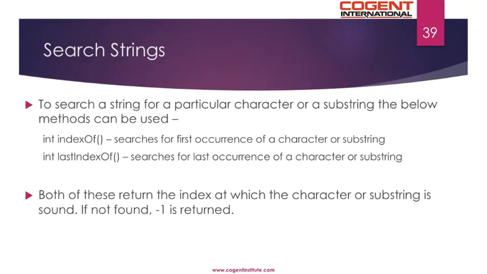To search a string for a particular character or a substring, the below methods can be used. indexOf searches for the first occurrence of a character or substring. lastIndexOf searches for the last occurrence of a character or substring. Both of these methods will return the index at which the character or substring is found. If not found, -1 is returned.